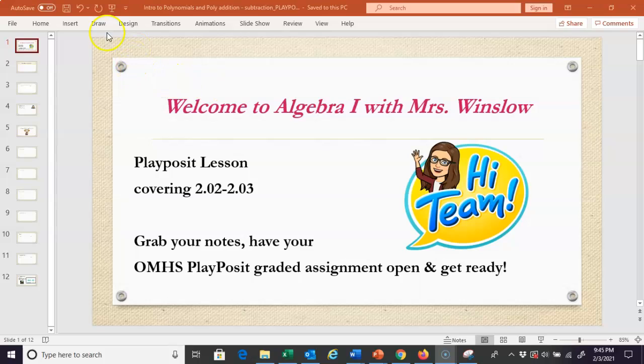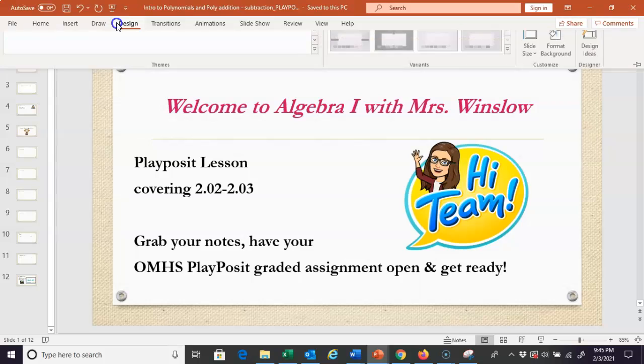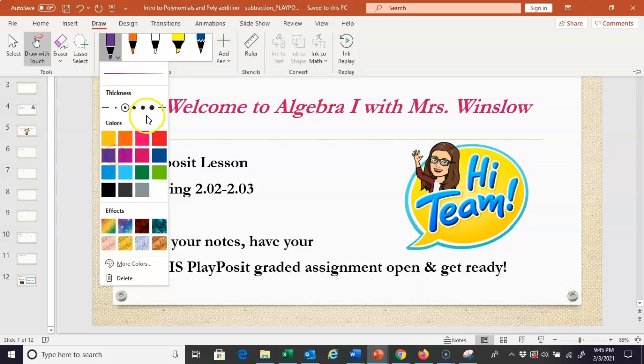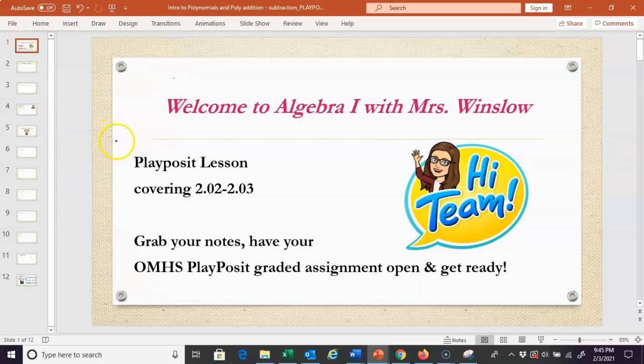Today we're going to be covering Unit 2. So we started Unit 2 a little bit in class on Tuesday. Let me grab my pen tool as we're talking. We're going to finish up our notes from Tuesday. It was just one tiny slide and then move into 2.03.